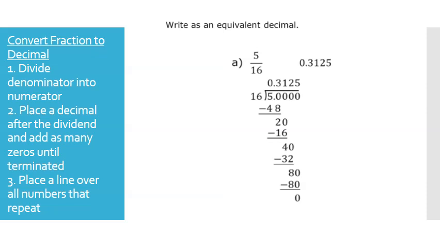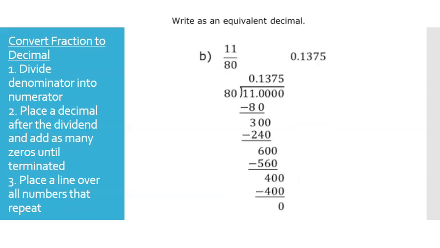We bring down the last 0 in our dividend. 16 goes into 80 how many times? 5 times. 5 times 16 is 80. 80 minus 80 is 0. This is terminating, therefore we have an actual decimal number for our answer, and 5 over 16's equivalent decimal is 0.3125.